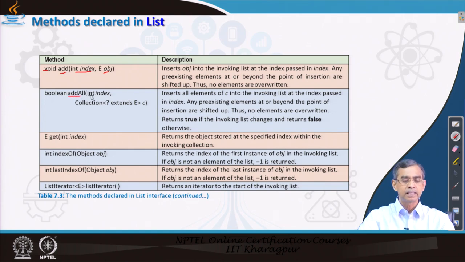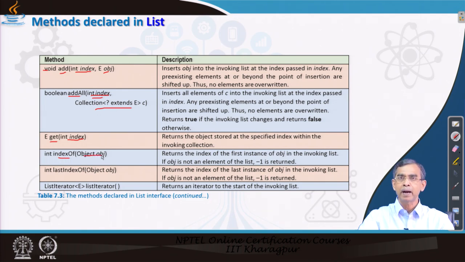Add all, basically the start index and then the argument is a collection. So, if you give a set of elements as an input and call this method, and an index is another, it will add all the elements at this location from there. And then the get method is just the opposite of the add method. It basically returns a particular object or element which is present at a particular location.